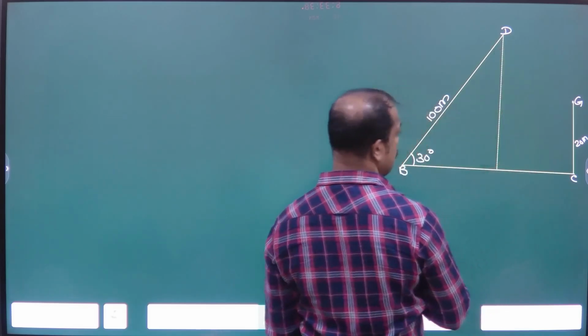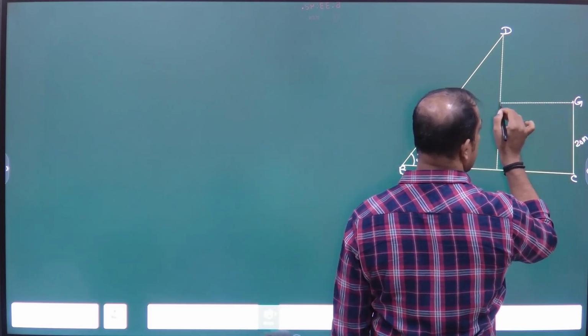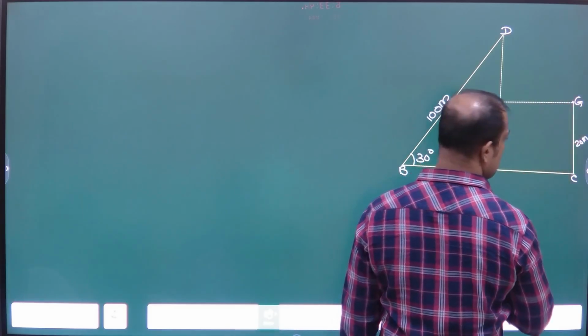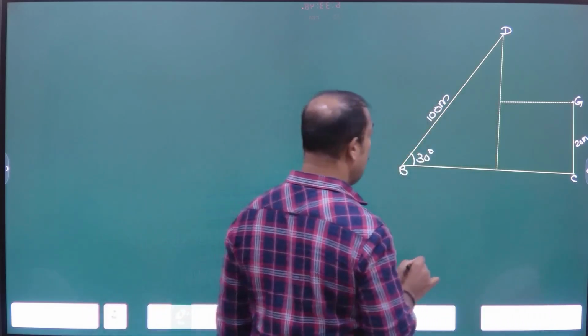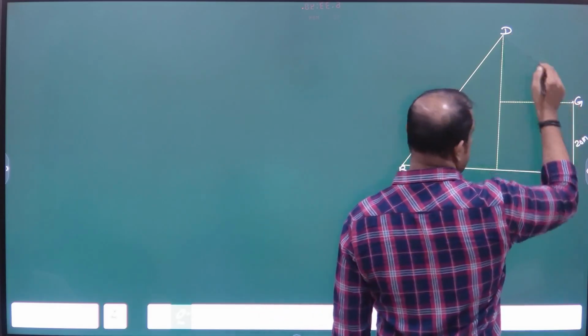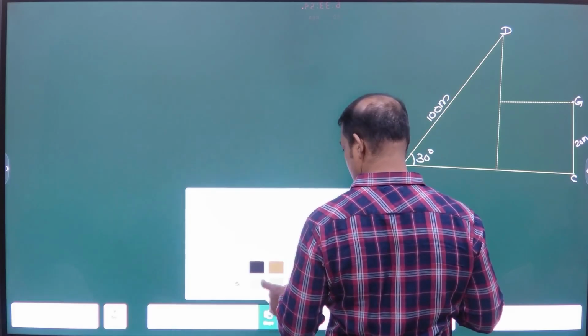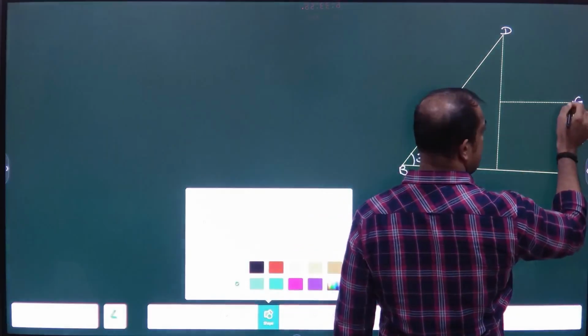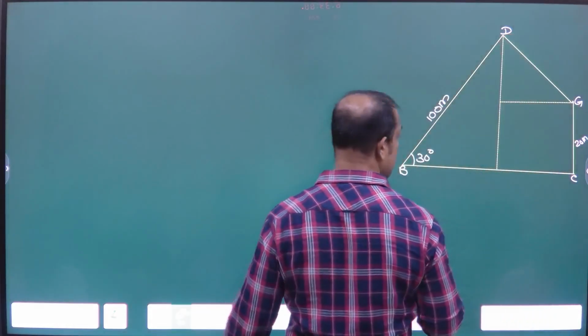We can draw the vertical distance. And what is this? This is the eye level of the girl. And the angle of elevation of the same bird is 45 degrees.